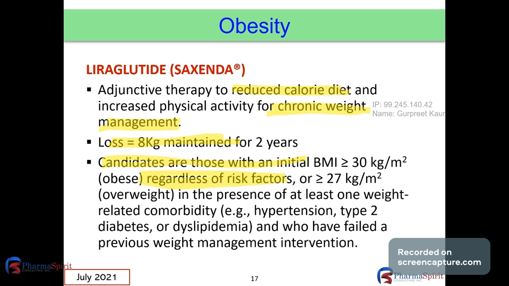Saxenda also can be used in patients who are not yet obese. These are the overweight with body mass index of 27 or higher in the presence of at least one weight-related comorbidity. For example, if the patient has body mass index of 27 and hypertension, or body mass index of 27 plus type 2 diabetes, or 27 body mass index plus dyslipidemia. And these patients who will take Saxenda have failed a previous weight management intervention.